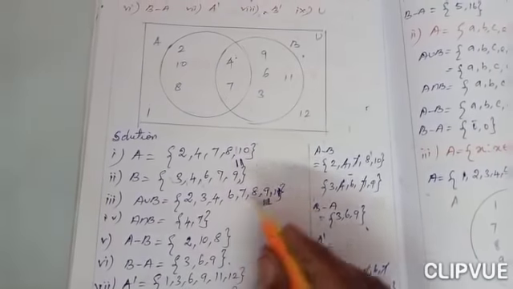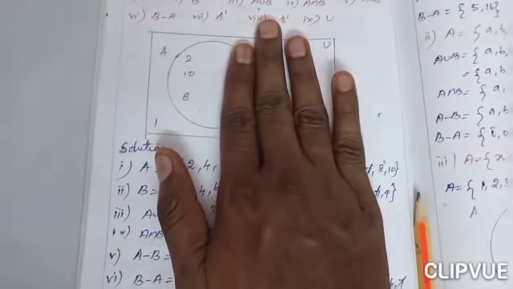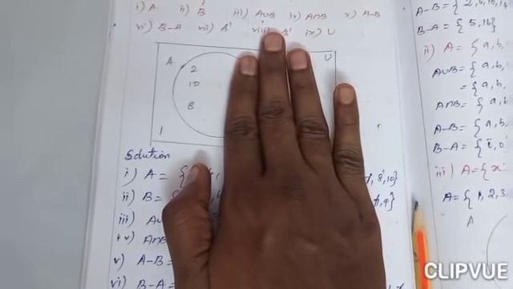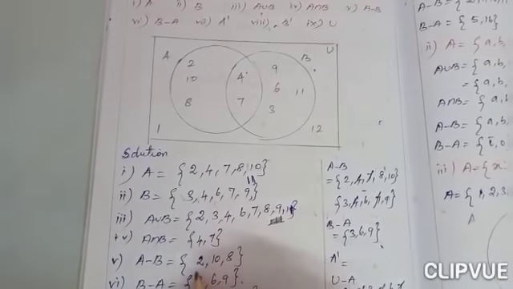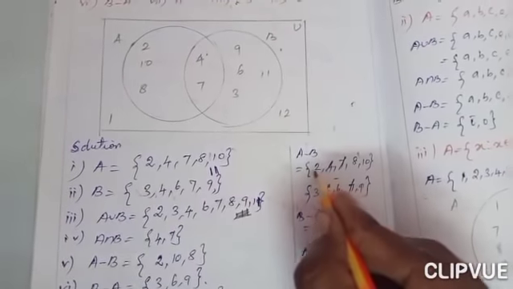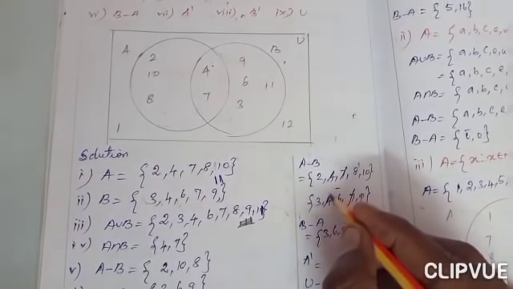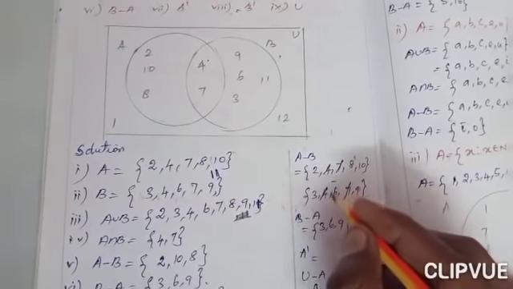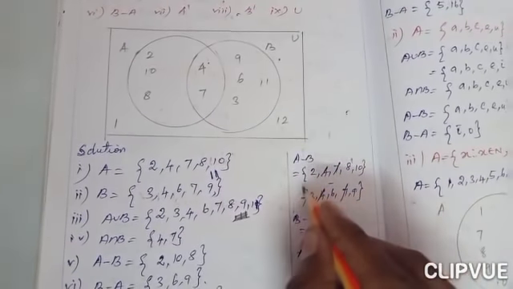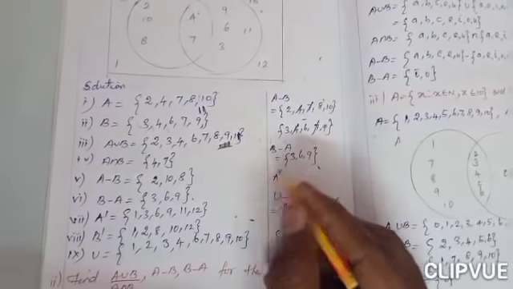In this A difference B, here we have the two circles. You hide the circle B fully. What are the elements you are seeing? 2, 10, 8. So A difference B is 2, 10, 8. In another way also we can do this. First write the set A. After that write the set B. Strike out the elements common to both sets, 4 and 7. After that see the elements in A: 2, 8, 10.